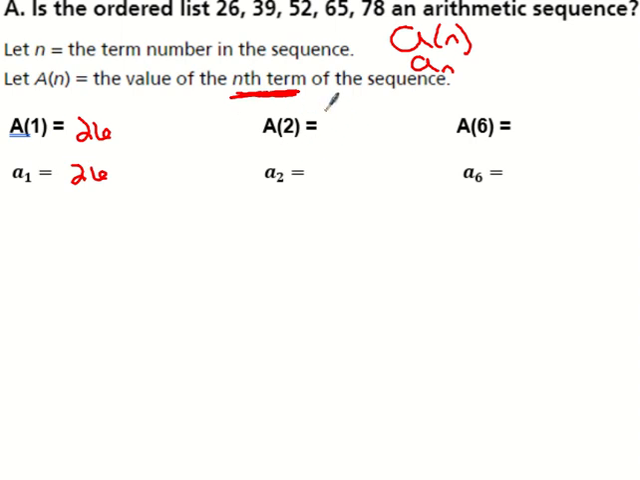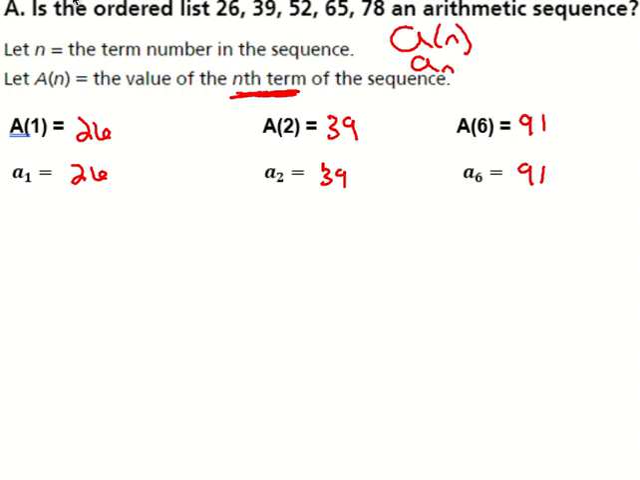This is asking you for the second term. Well, the second term of the sequence is 39. And this is asking for the sixth term. Well, one, two, three, four, five. I only have five terms here. So if I add 13 again, it'd be 91. I can continue my sequence.